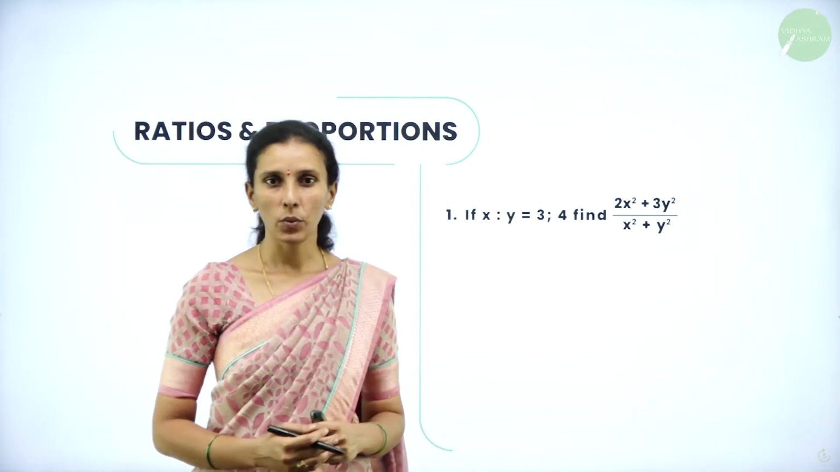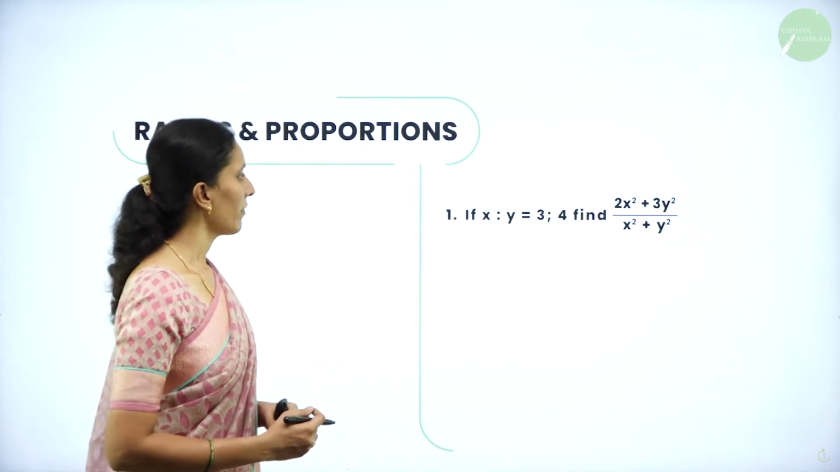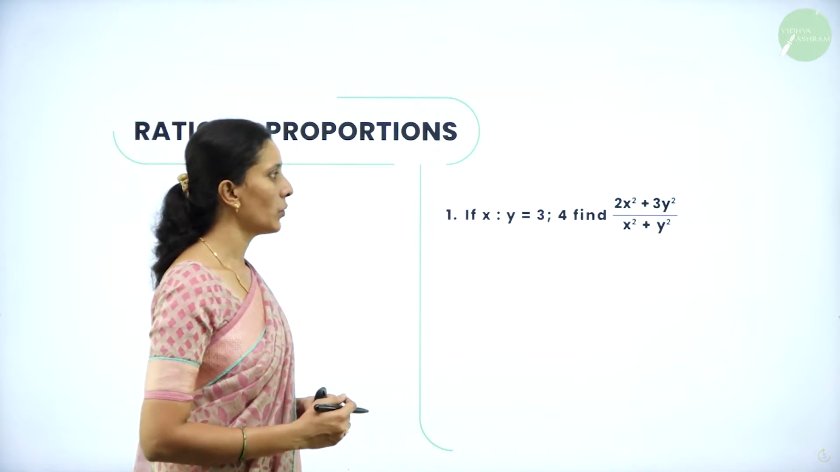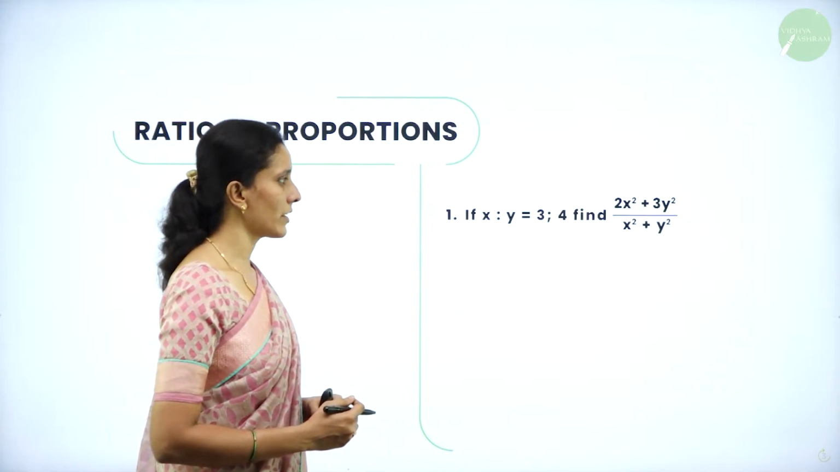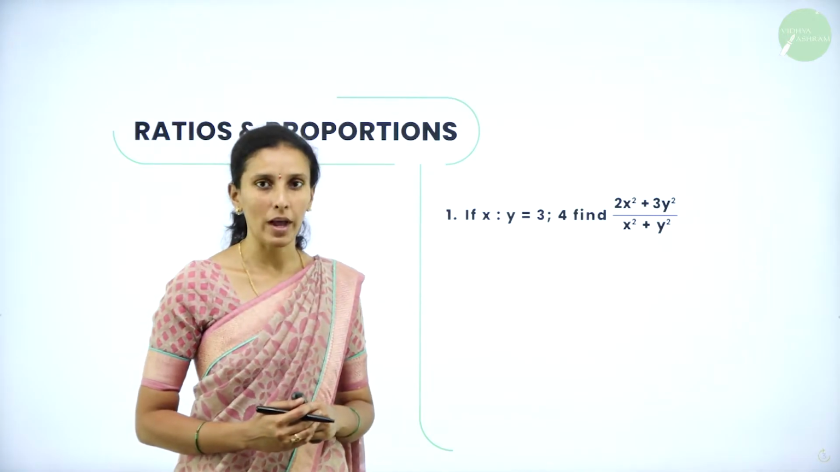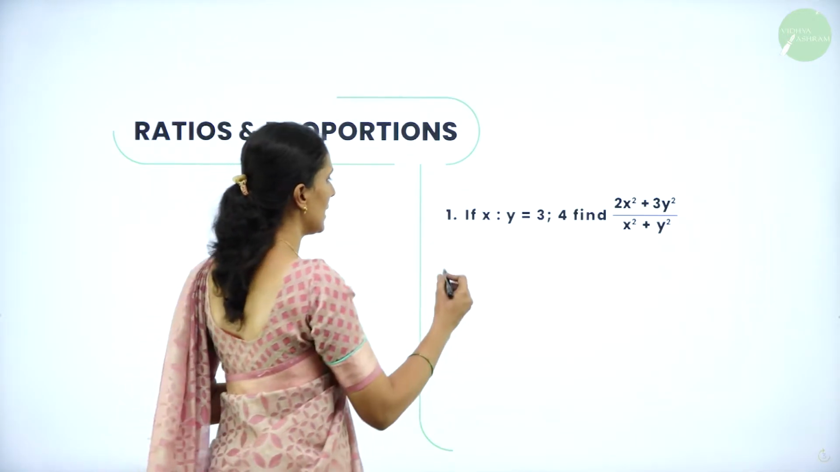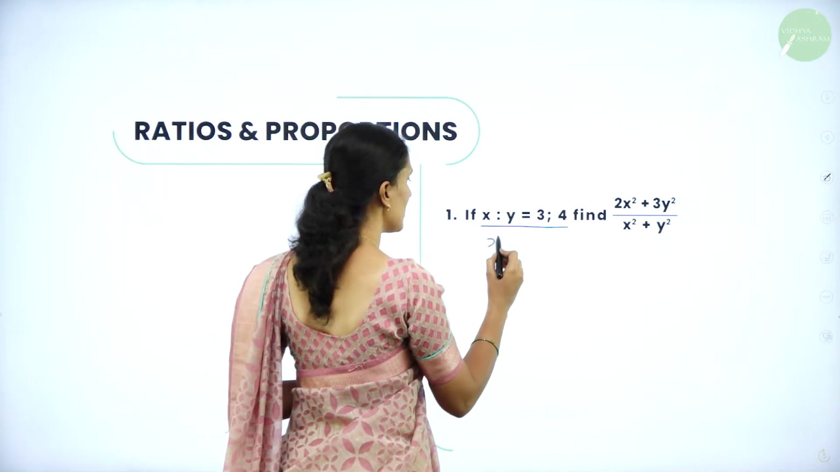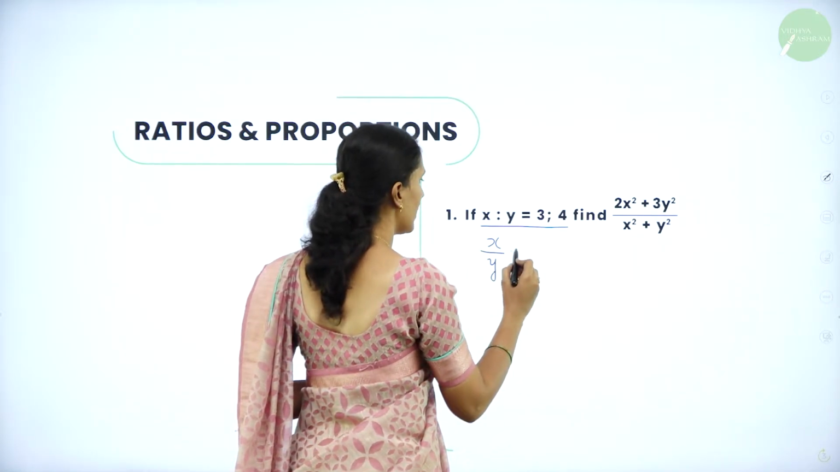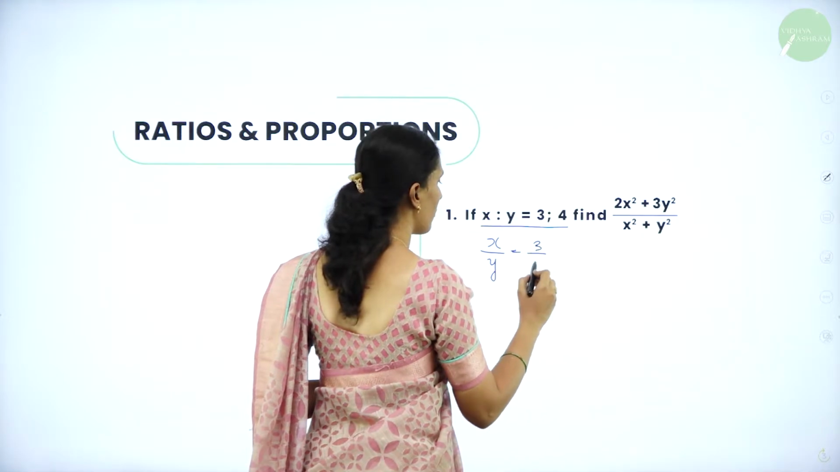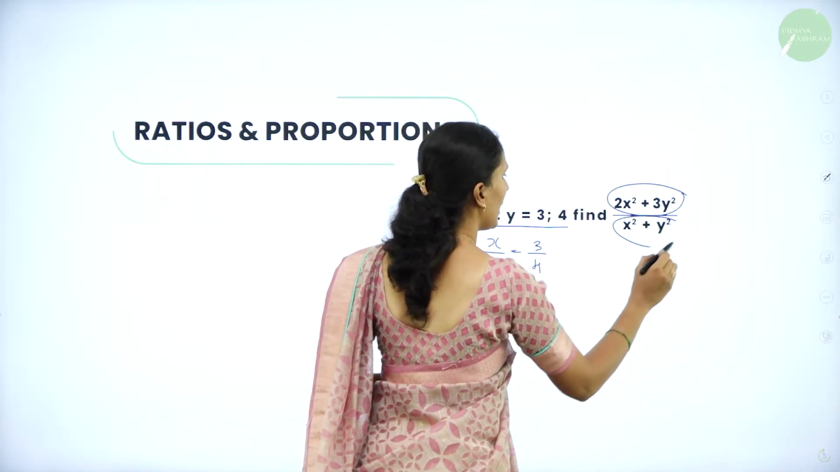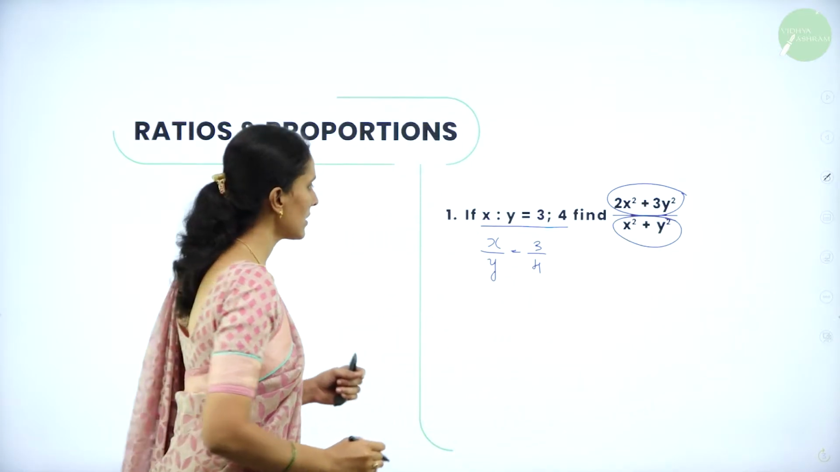So the very first question given here is, if x is to y is equal to 3 is to 4, find 2x square plus 3y square divided by x square plus y square. First, let us write this ratio in the fraction form. That is, x by y is equal to 3 by 4. So let me take this separately and this separately. So see the steps now.